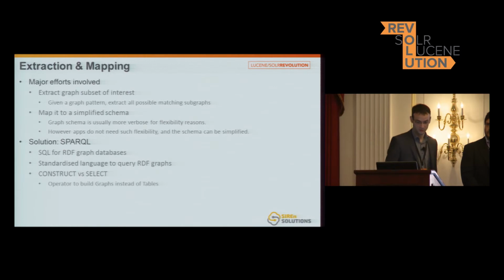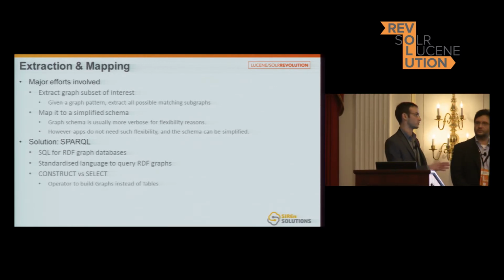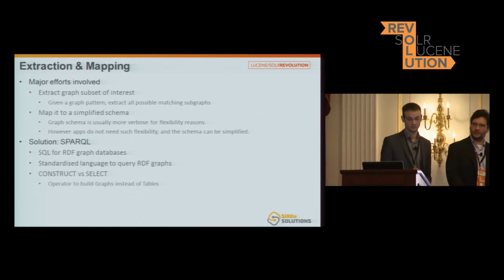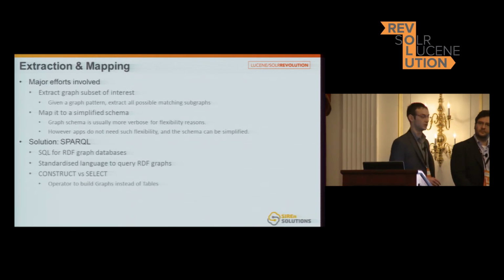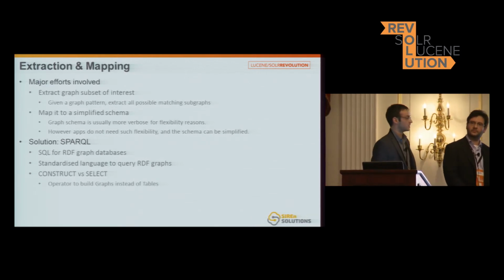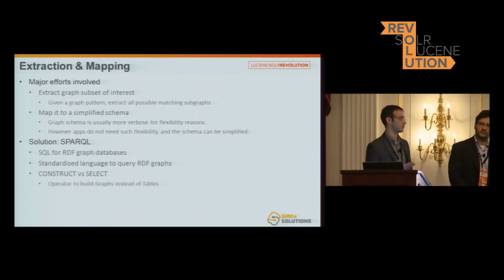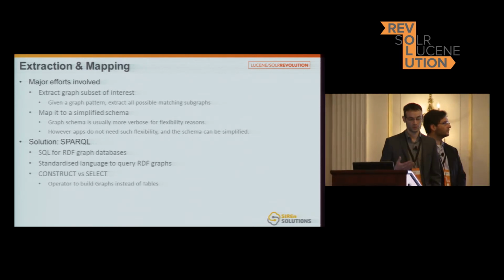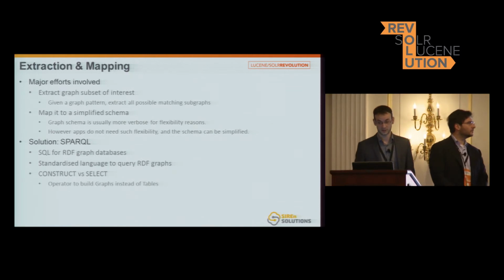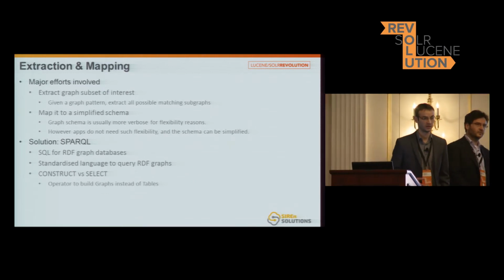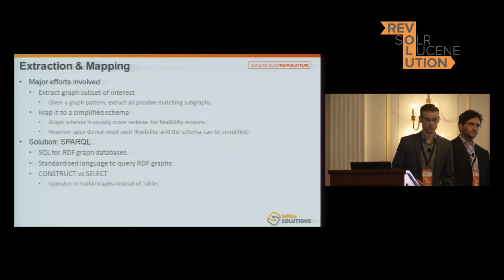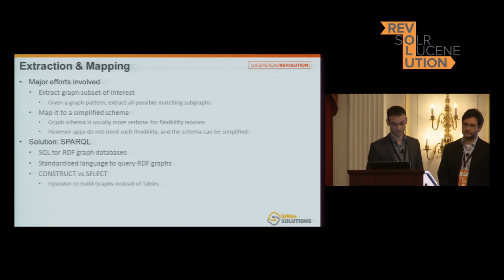So the first step is extraction and mapping. Usually this is where the major effort is involved. The first step is to extract a graph subset of interest from the huge knowledge graph, and then to map it to a simplified schema. Why map it to a simplified schema? Because graph schemas are usually much more verbose and complex for flexibility reasons, and for your end user app you usually just need a simpler schema. This also simplifies the search and query at the end of the pipeline.